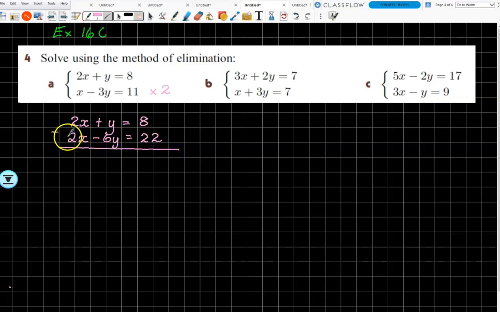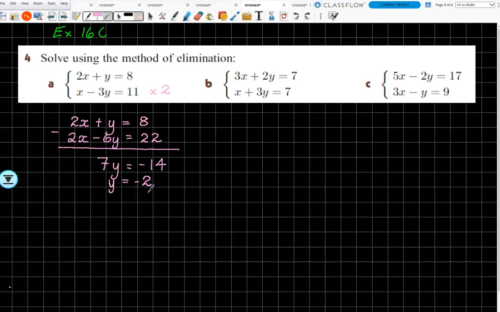So 2x take 2x, no x. What is 1y take 6y? 7y. And 8 take 22. And therefore y is negative 2. Some people are having questions about their negatives, so double check that. Now we've got y equals minus 2.